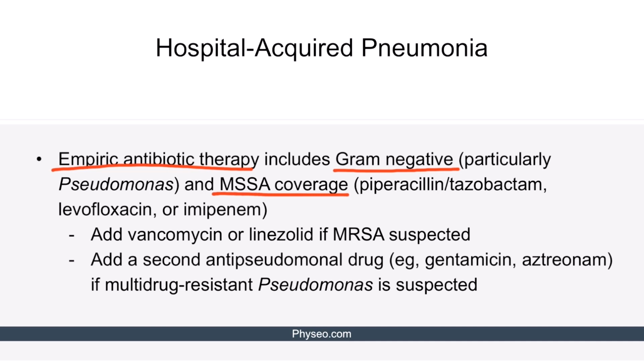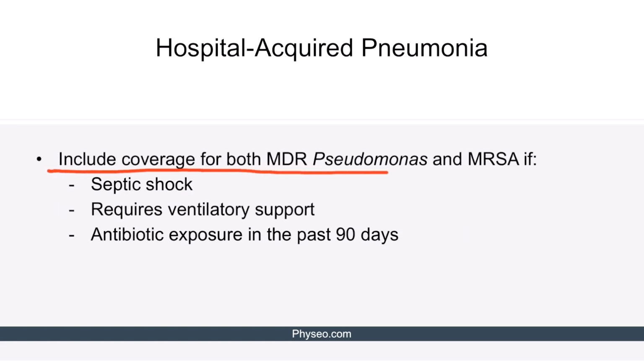The commonly used drugs are a combination of piperacillin and tazobactam, levofloxacin, or imipenem. Vancomycin or linezolid is to be included if MRSA is suspected. A second anti-pseudomonal drug, for example, gentamicin or aztreonam, is added if multi-drug-resistant Pseudomonas is suspected. Include coverage for both MDR Pseudomonas and MRSA if the patient is in septic shock, requires ventilatory support, or has had antibiotic exposure in the past 90 days.